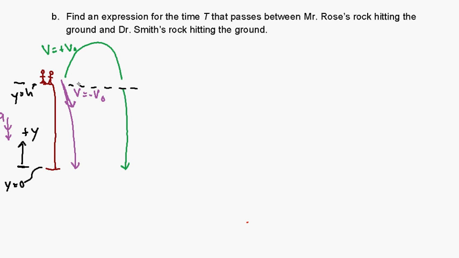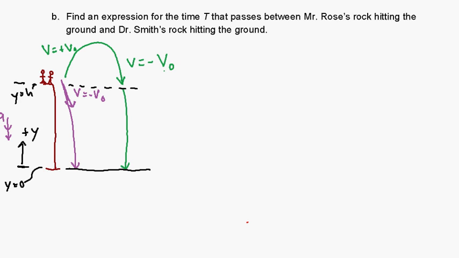But the point is, Dr. Smith's rock starts here, goes up, and then comes back down. And when it passes back through this height again, what's its velocity going to be? Well, it's going to be the same as the velocity when it started, except in the opposite direction. So when Smith's rock goes through here, it's now going to have a velocity of negative v naught.